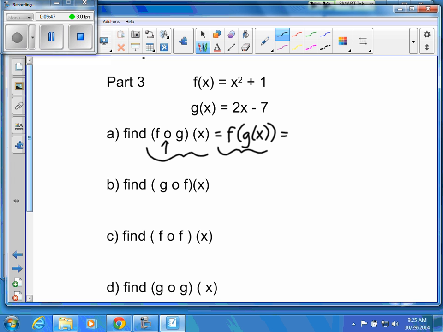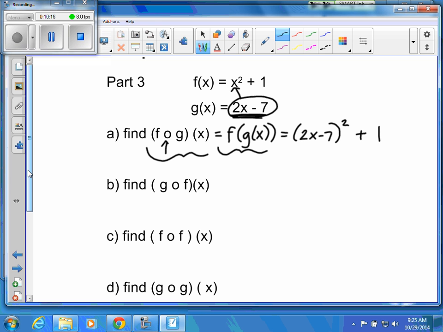The inside is g of x, which is 2x minus 7. You are going to take all of this and put it in for x, because whatever g of x is needs to go in for x. So now it's going to look like 2x minus 7 raised to the second power plus 1. Everybody see what I did? I took all of g of x and put it in for x.